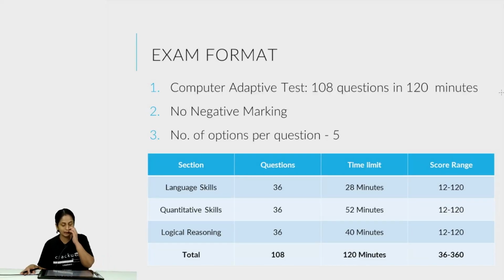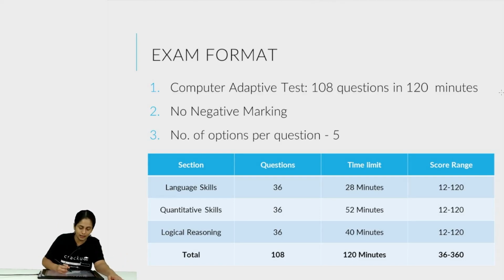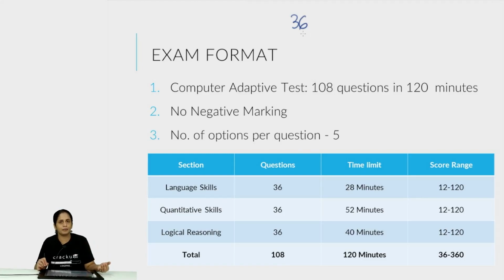Now let's take a look at the exam format. As I mentioned, this is a computer adaptive test. So what exactly is a computer adaptive test? Basically, the number of questions doesn't change. There are 3 sections, with 36 questions per section. Normally in your CAT paper or ZAT paper, there is a pre-selected bunch of 36 questions. Once you start the paper, all 36 of them are loaded onto your screen.